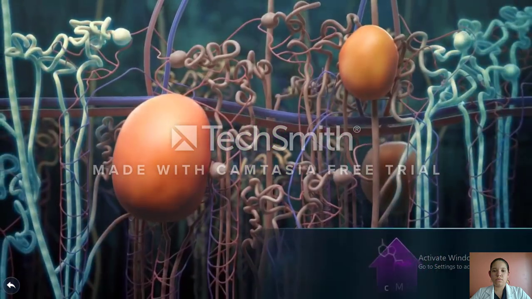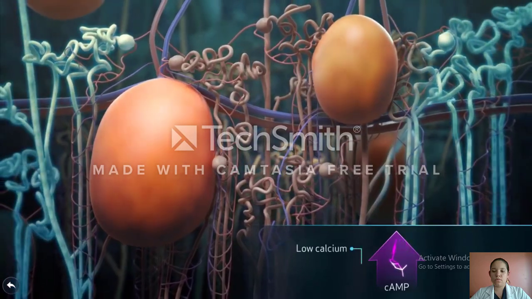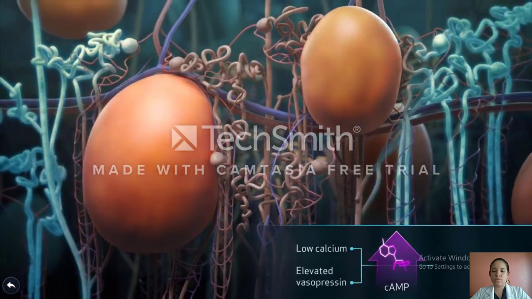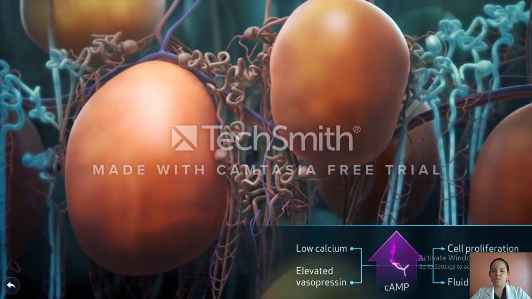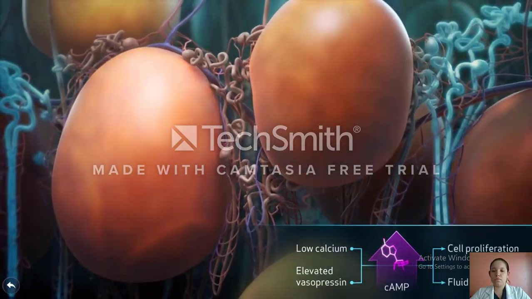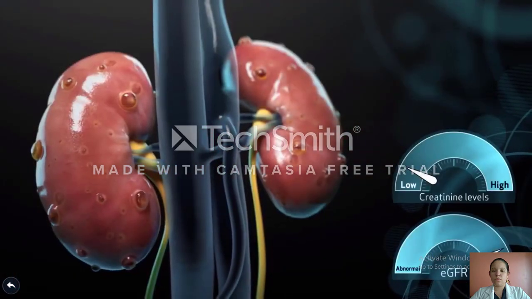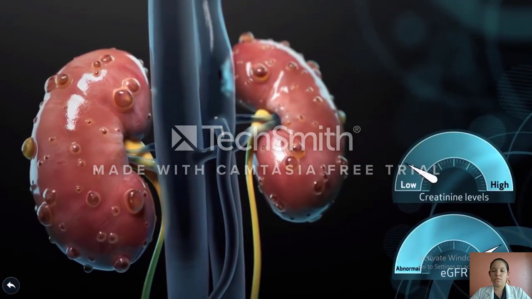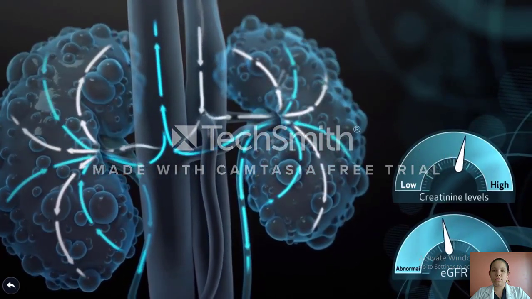In summary, increased cyclic AMP levels resulting from low intracellular calcium and elevated vasopressin lead to an increase in cell proliferation and fluid secretion, the main mechanisms of cyst formation and growth in ADPKD. Over time, these cysts contribute to an increase in total kidney volume, destruction of kidney tissue, and diminishing kidney function.